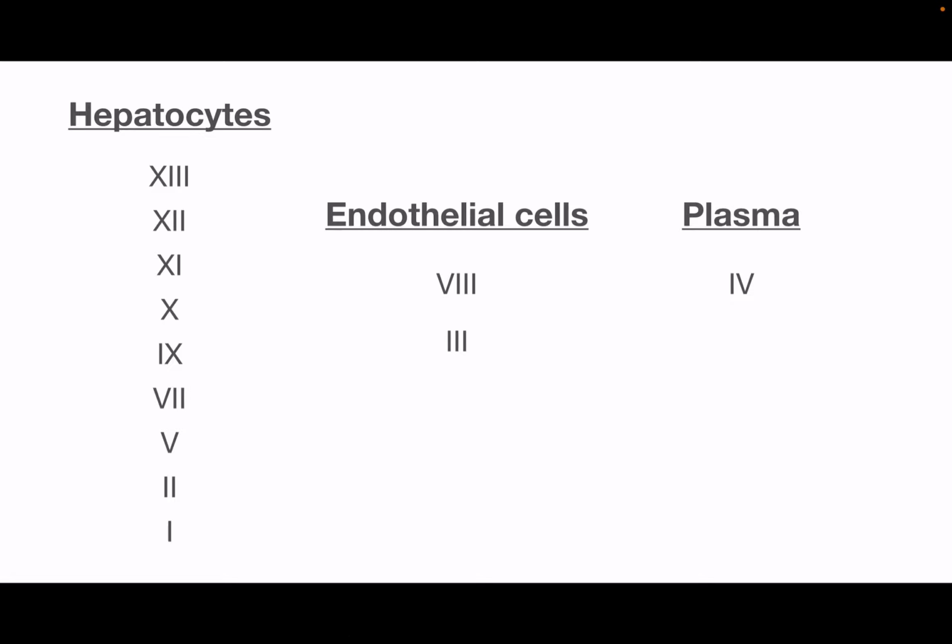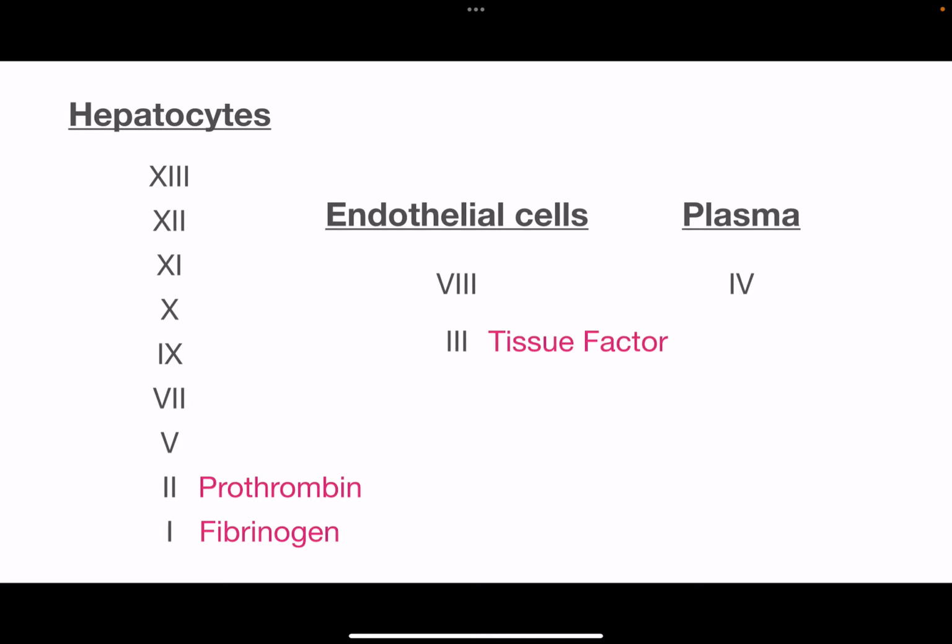And to put some names to these, we've got fibrinogen, which is number 1, the big daddy down there. And then prothrombin, number 2. Number 3 is tissue factor. And number 4 just happens to be a calcium ion. And the other factors do have their own, often eponymous names, but you don't really need to know those.